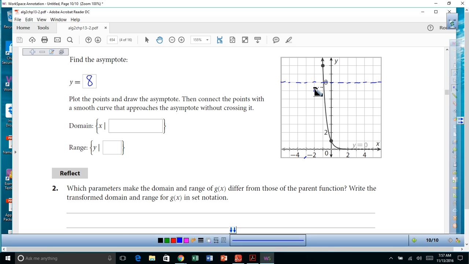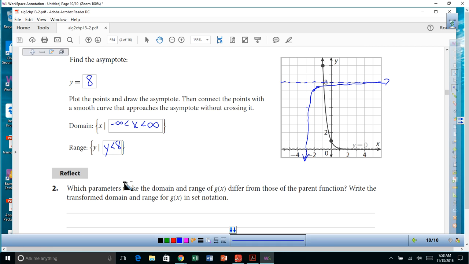So let's see here. What do we got? And that goes down to there. And it gets right up there next to it. So the domain is going to be negative infinity is less than x is less than infinity. And the range is going to be y such that y is less than 8.